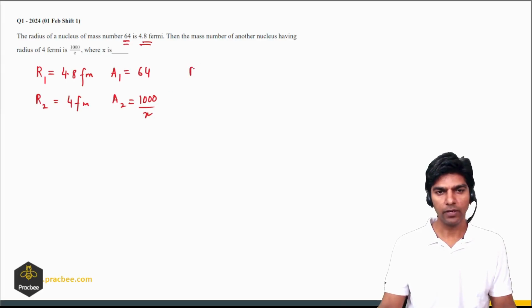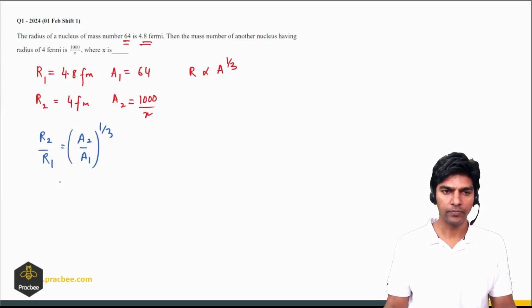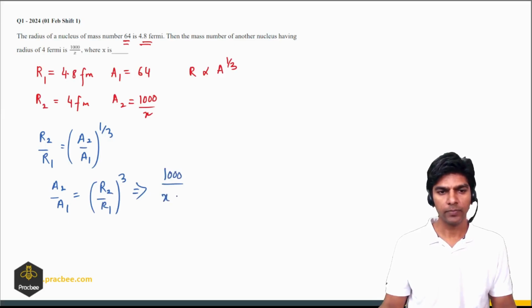Here we know that R is proportional to A raised to power 1 by 3, so we can use this proportionality. We can say R2 by R1 is equal to (A2 by A1) raised to power 1 by 3, or A2 by A1 is equal to (R2 by R1) cubed, if you take the cube on both sides. From this we have to find the value of x. So this can be written as 1000 by x over 64, and R2 is 4 and R1 is 4.8 Fermi.